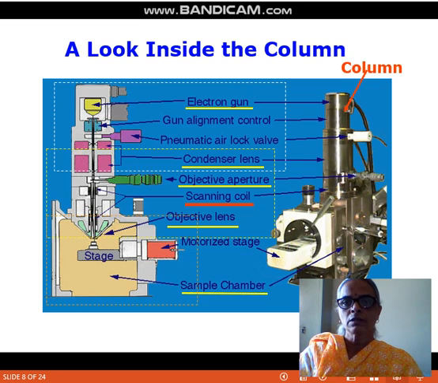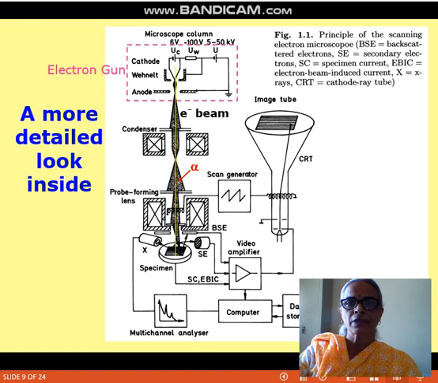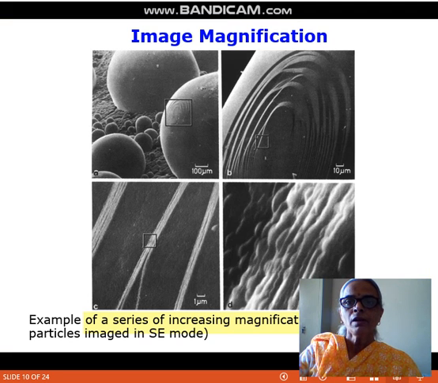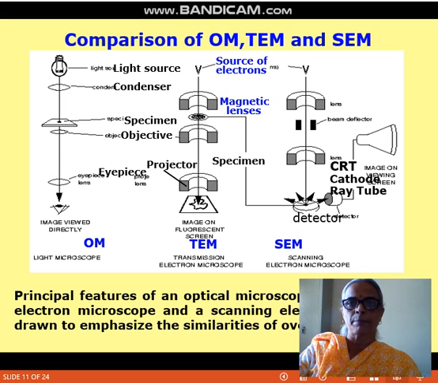So this is the columnar view of the SEM system. Here you can see the electron gun, gun alignment control, pneumatic airlock valve, then condenser lens, objective aperture, scanning coils, and objective lens. These are the different stages along with the sample chamber. So this is a more detailed look inside the SEM. These are the images. You can see with the various magnifications, the images through the SEM.